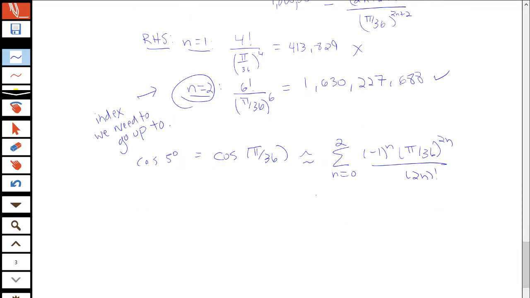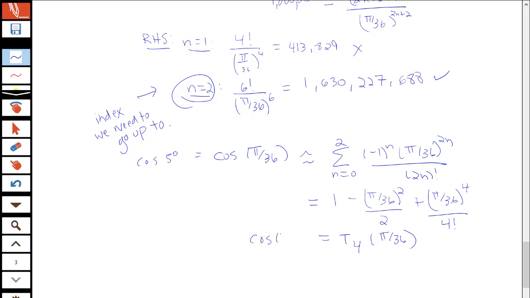So that means we're looking at the following sum. If I plug in n equals 0 here, I have just 1. When I plug in n equals 1, we have minus pi over 36 squared over 2. And then if we plug in n equals 2, I'm going to have positive pi over 36 to the 4th, all over 4 factorial. So notice that that is not the second order here, but actually the 4th order, because we're going up to the 4th degree, the 4th order Taylor polynomial evaluated at pi over 36.